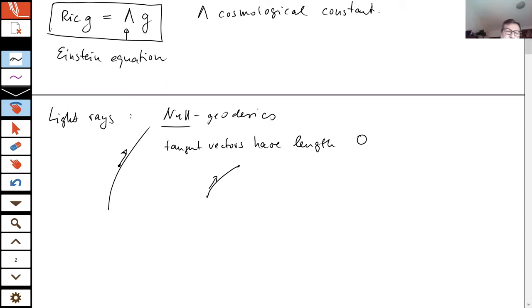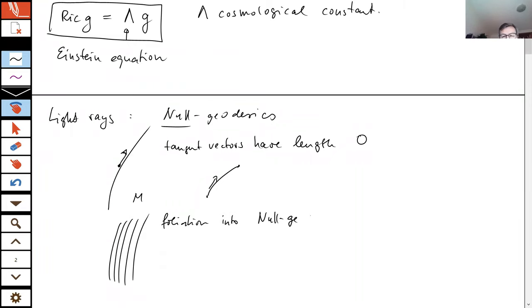So these are light rays, and we can have many of them. We can actually have a whole foliation of our space-time M into such light rays, or into null geodesics. The physicists would call such a foliation not a foliation, but a congruence. Such a congruence into null geodesics can be produced by a vector field. Say P is a vector field such that the integral curves along this vector field form a foliation into null geodesics. Well, obviously this vector field is then a null vector field everywhere, so it's light-like everywhere.